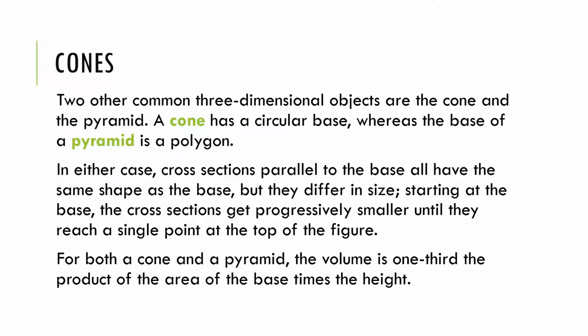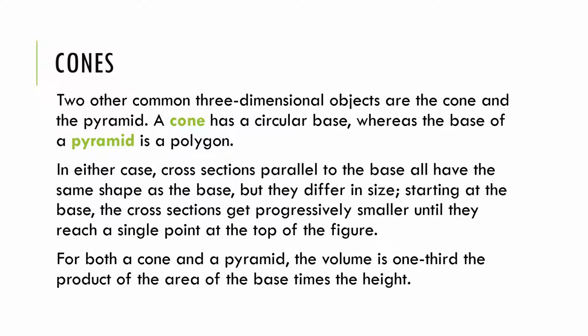Two other three-dimensional objects are the cone and the pyramid. The only difference between a cone and a pyramid is that a cone has a circular base and the base of a pyramid is a polygon. It's usually a rectangle or a square. In either case, cross sections parallel to the base all have the same shape as the base, but they differ in size. So starting at the base, the cross sections will get progressively smaller until they reach a single point at the very top of the cone or the pyramid.